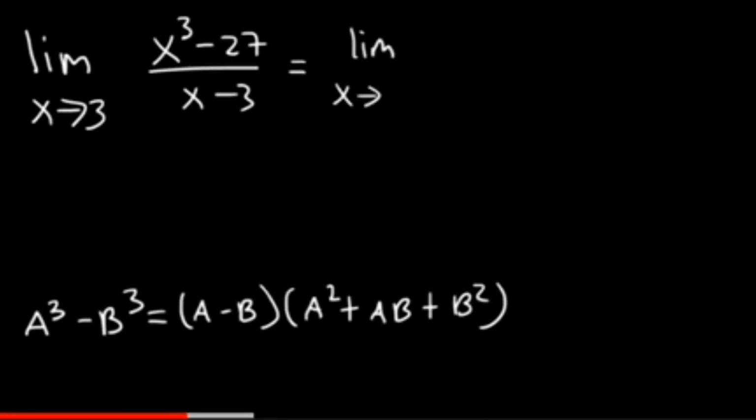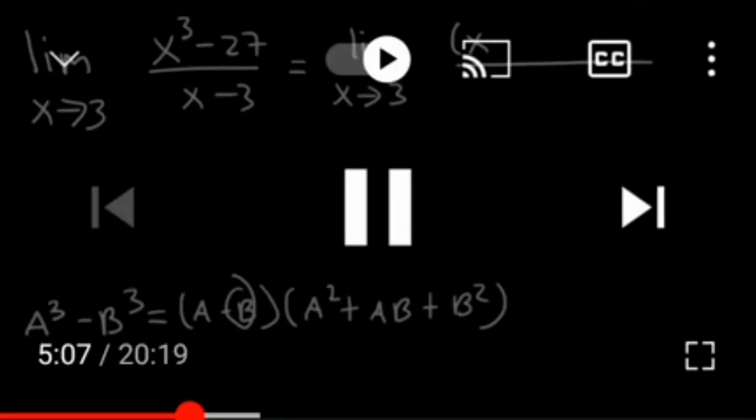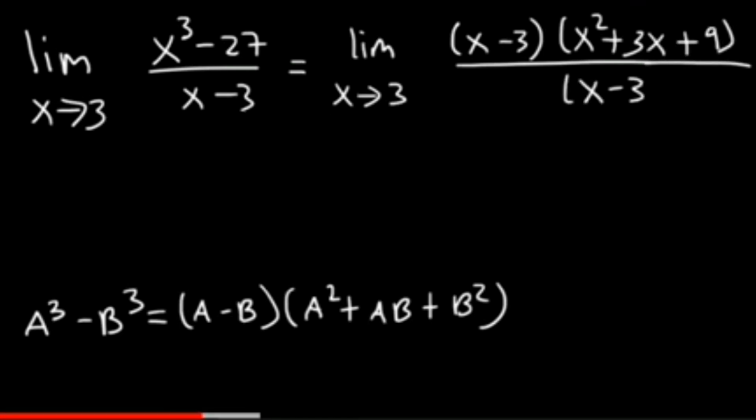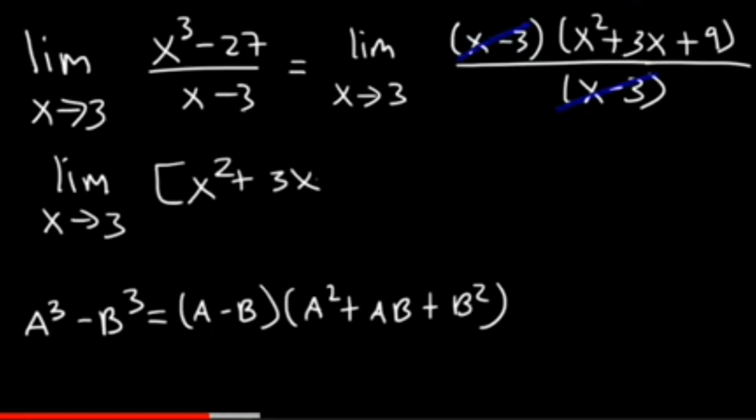So a is the cube root of x cubed, which is x, and b is the cube root of 27, which is 3. So this is going to be x minus 3, and then a squared, that's x squared, and then plus ab, so that's 3 times x, and then plus b squared, or 3 squared, which is 9. Now we can cancel the factor x minus 3. What we have left over is the limit as x approaches 3 of x squared plus 3x plus 9.